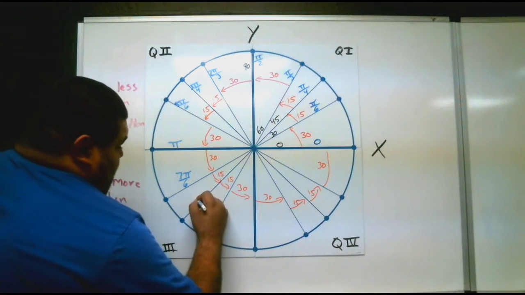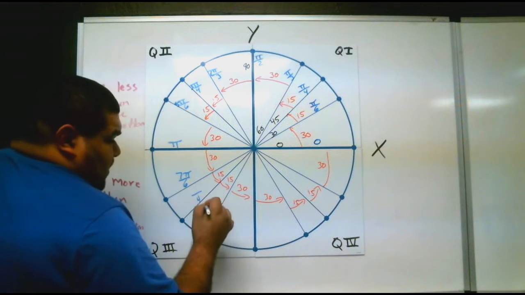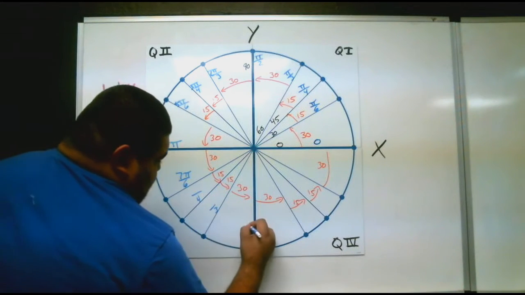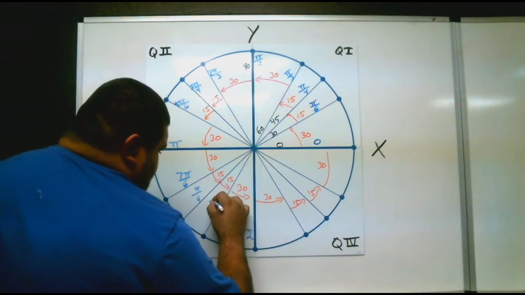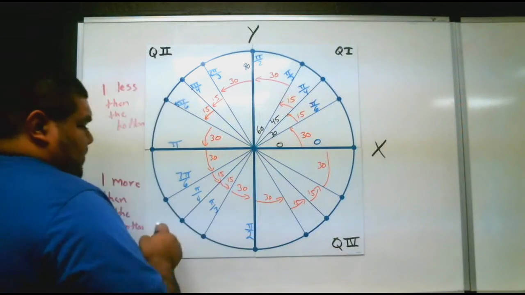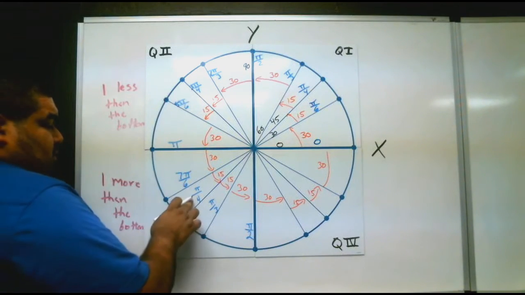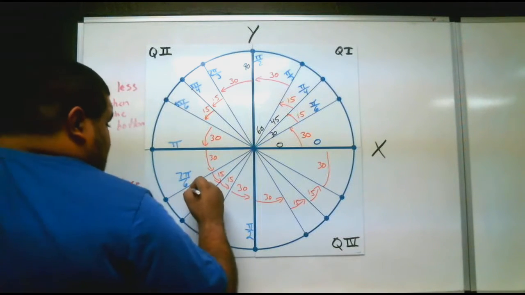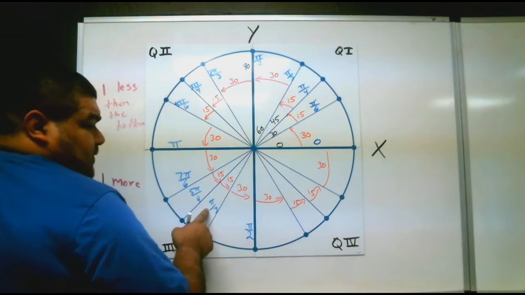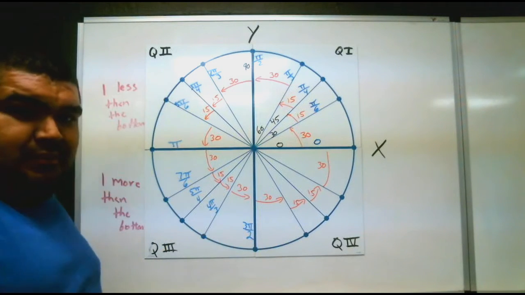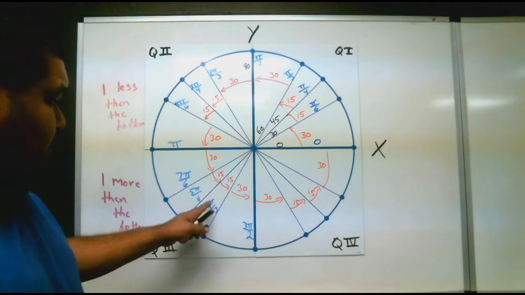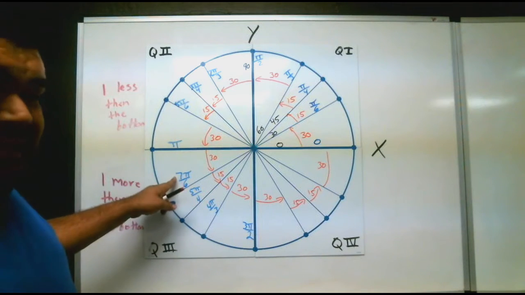Then we go to 4, because remember, the bottom ones never change. And then the other one's 3, and then it's 2. We have a pi on all of them. Now, since we have one more, instead of 4 is 5. Instead of 3 is 4. And instead of 2 is 3. Okay, so we have 3 pi over 2, 4 pi over 3, 5 pi over 4, 7 pi over 6.